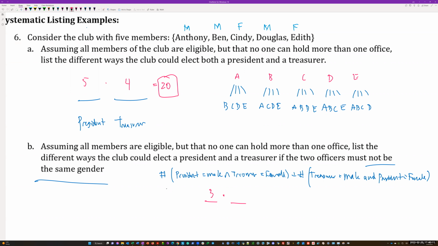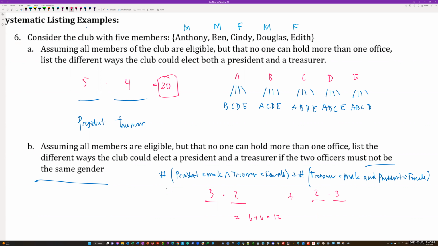Given the fact that we have a man selected as president, how many treasurers could I pick? 2. Does that make sense? How many slots do I need for the next one? 2. What am I picking first? President. And then how many of those people are there? 2, because now the president has to be a woman. Is that correct? Then what? Given that we have a president who's a woman, how many treasurers could we pick? 3. So we get 6 plus 6, or 12.